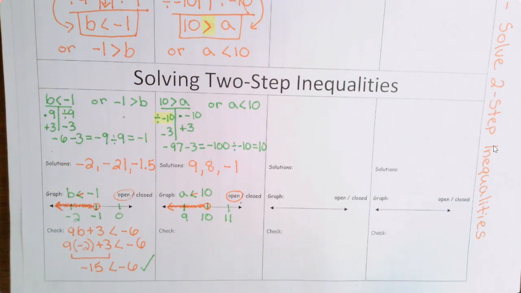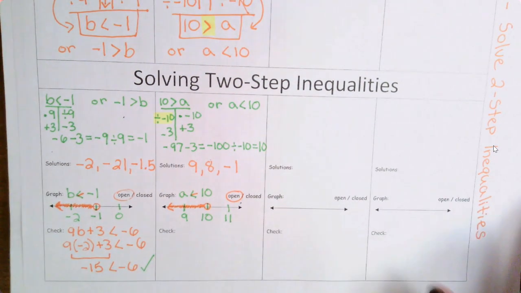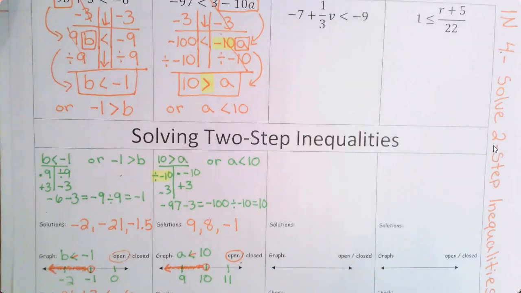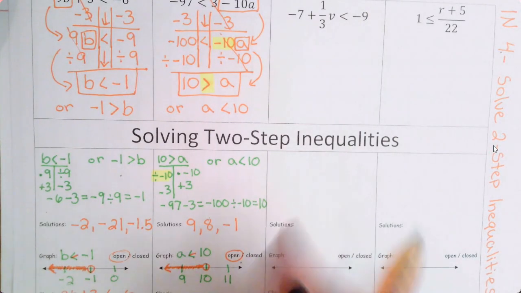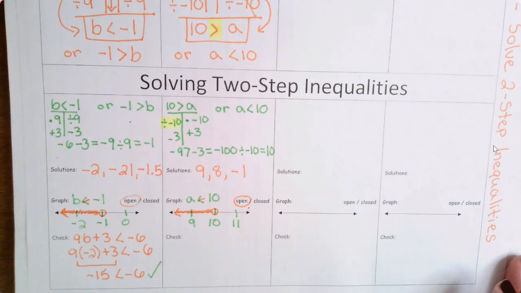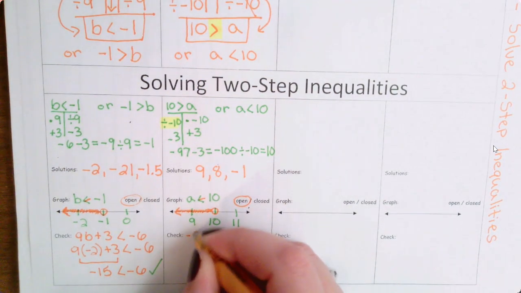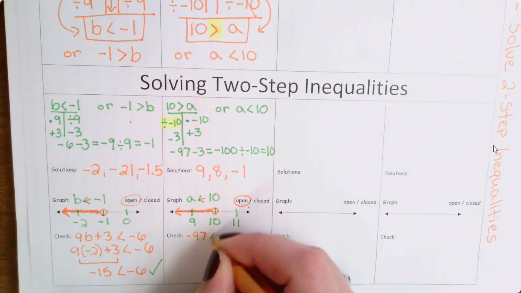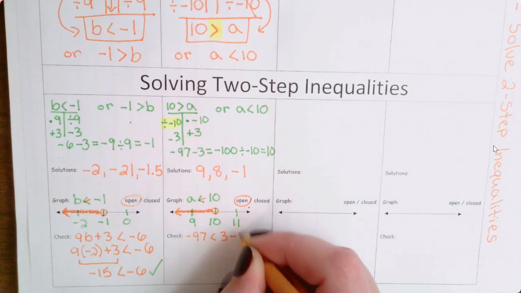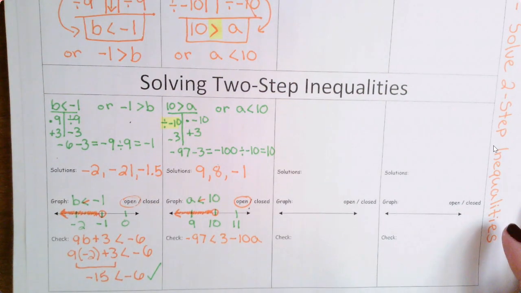All right, so to do the check, I'm going to rewrite my original inequality. Now, even though this one did have me subtracting the variable, I'm not going to rewrite it with addition or anything like that. Just in case I made a mistake, I want to make sure I write it the original way. So if I made any mistake along the way, I'll catch it. So -97 is less than 3 minus 10a. That was my original inequality before I changed anything.